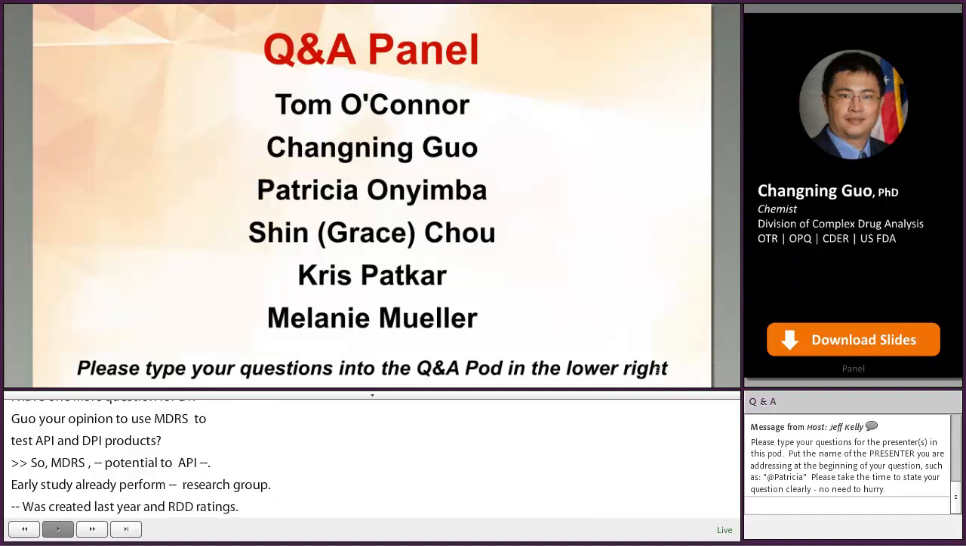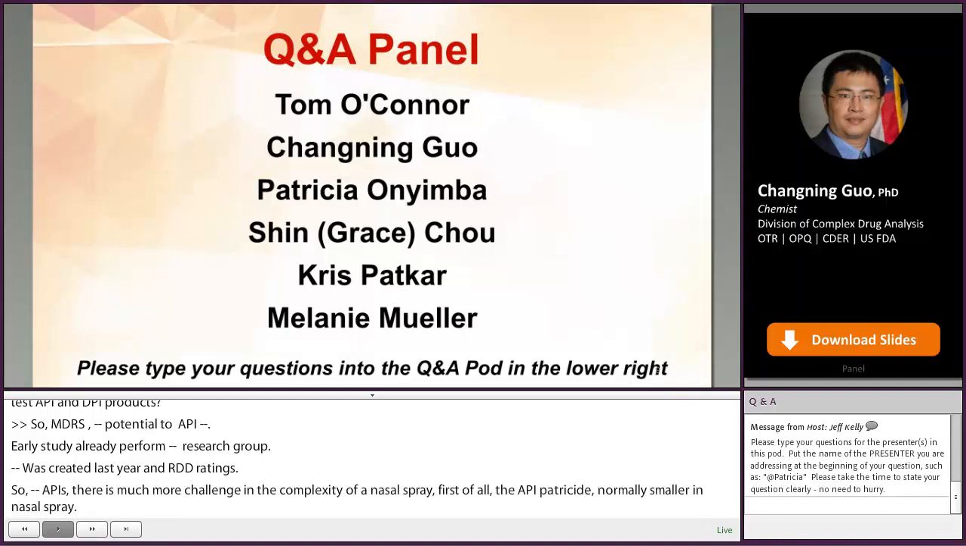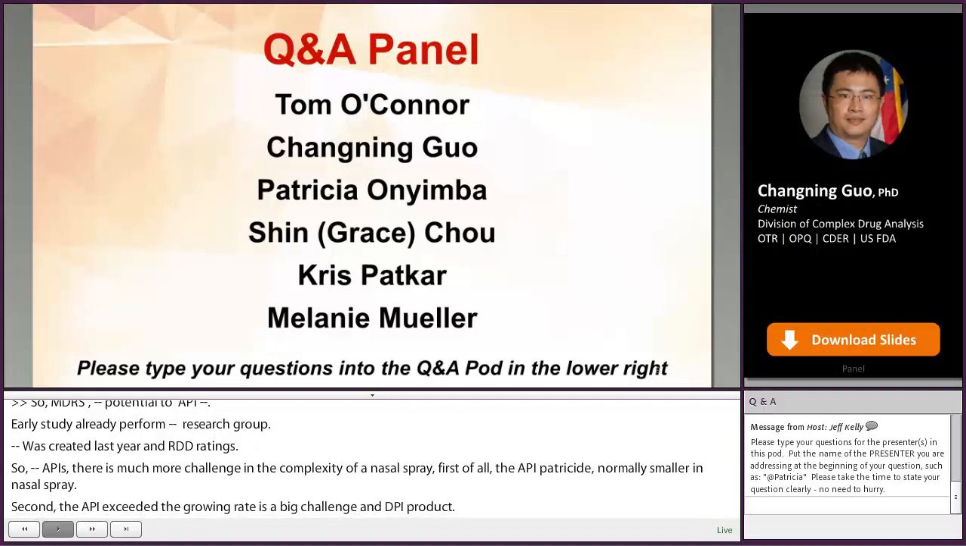First of all, the API particle size is normally smaller than in nasal spray. Second, API and excipient agglomerates are a big challenge in DPI products. However, MDRS already showed the potential to perform this type of testing, and it's just a little bit more challenging than in nasal spray. Thank you.